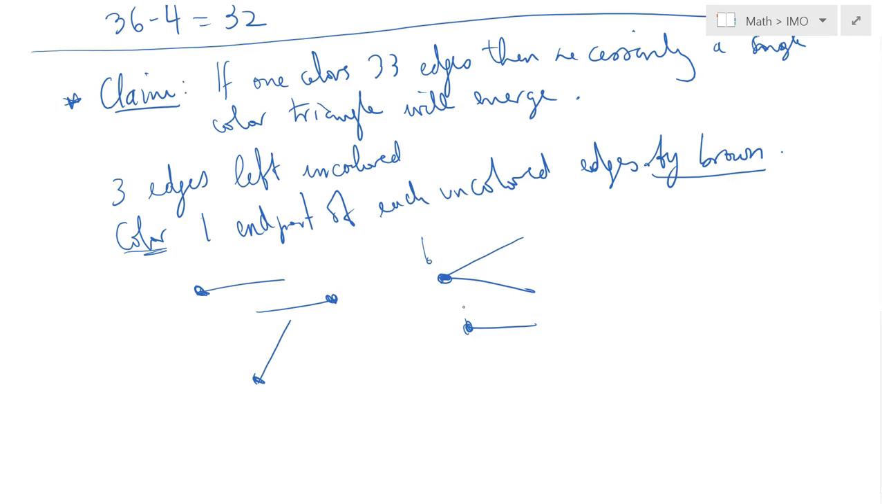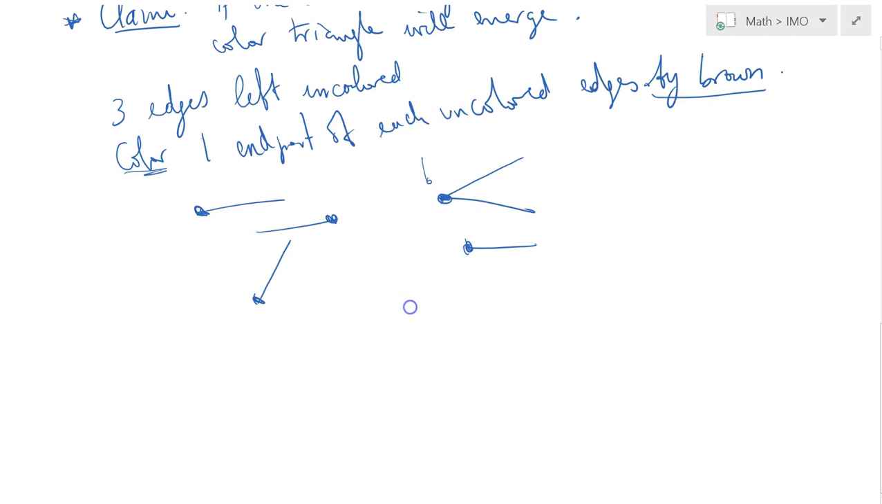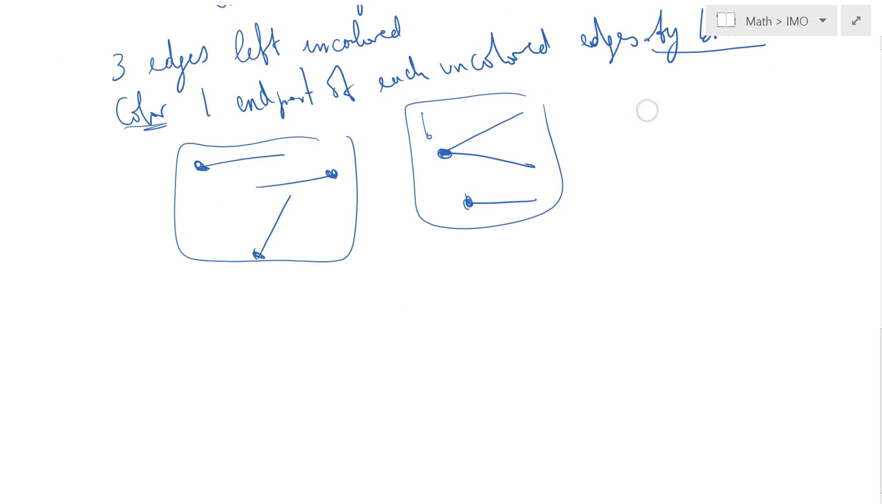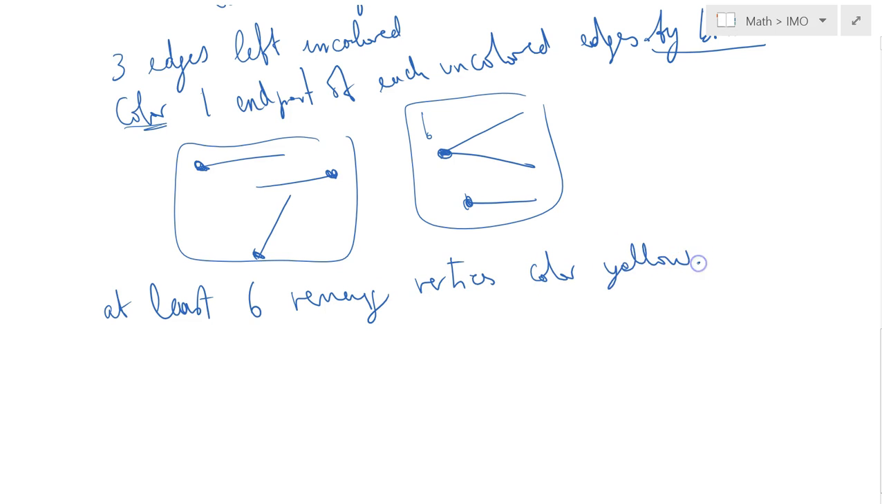And then all the remaining endpoints, namely at least 6, right? In this situation 6, but maybe in this situation 7, and so on. So at least 6 remaining vertices. Let's color them yellow. So color the remaining at least 6 vertices yellow.